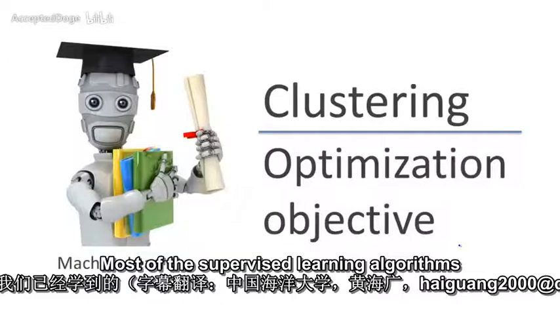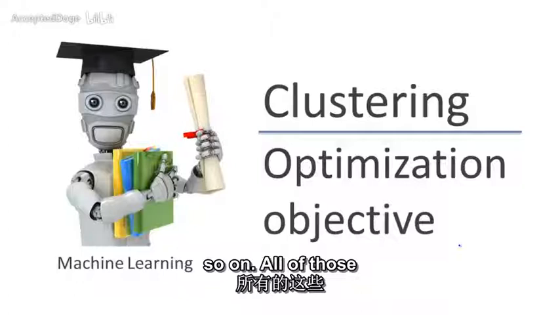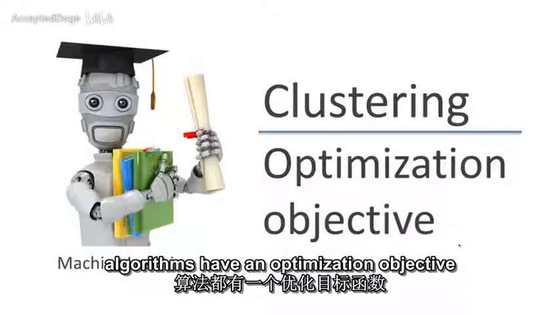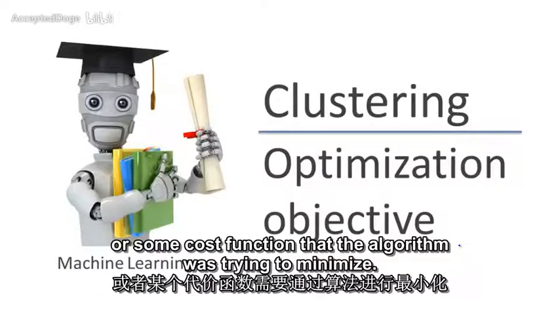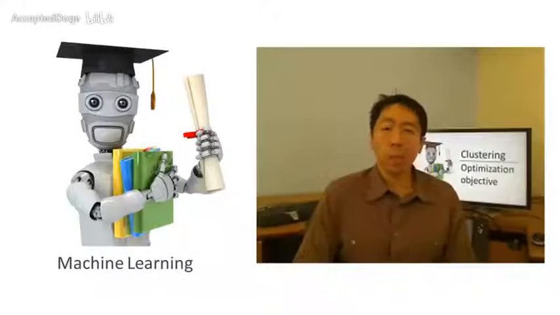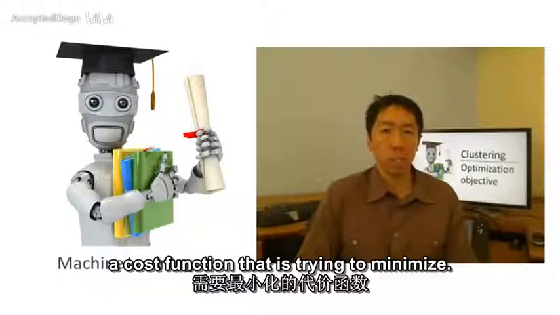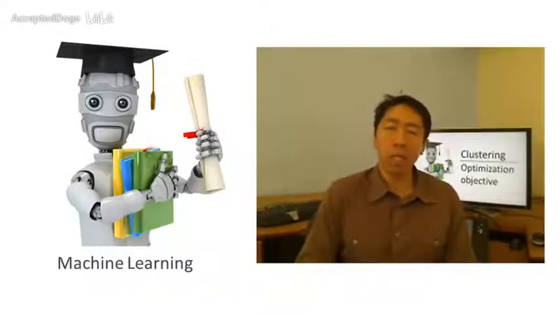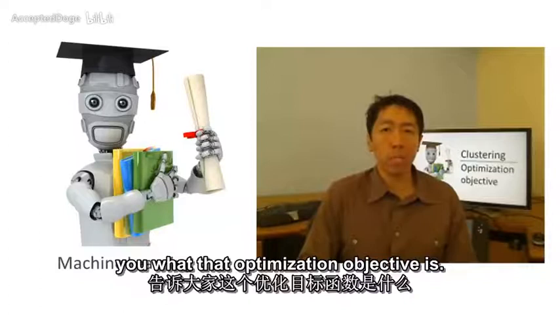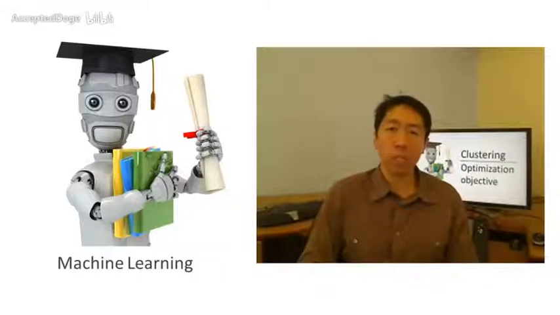Most of the supervised learning algorithms we've seen, things like linear regression, logistic regression, and so on, all of those algorithms had an optimization objective or some cost function that the algorithm was trying to minimize. It turns out that k-means also has an optimization objective or a cost function that it is trying to minimize. And in this video, I'd like to tell you what that optimization objective is.